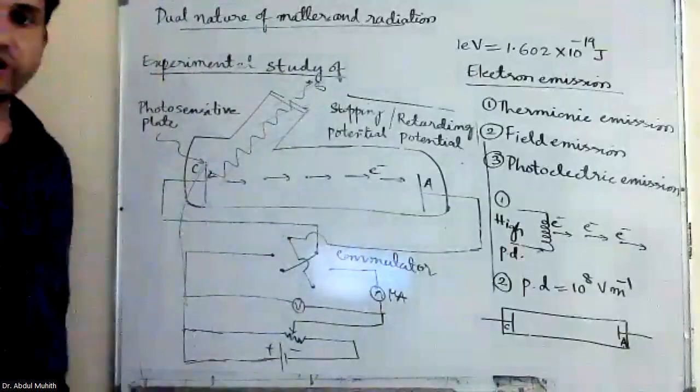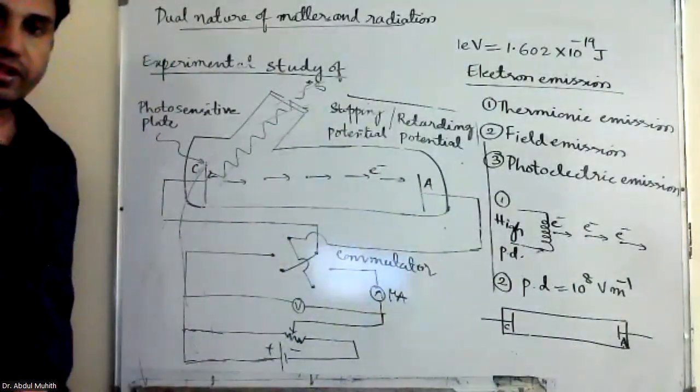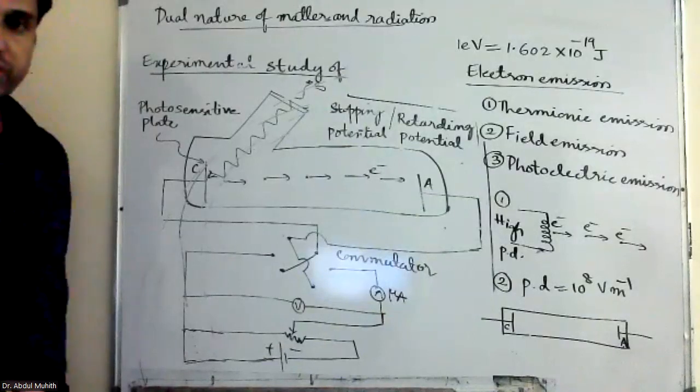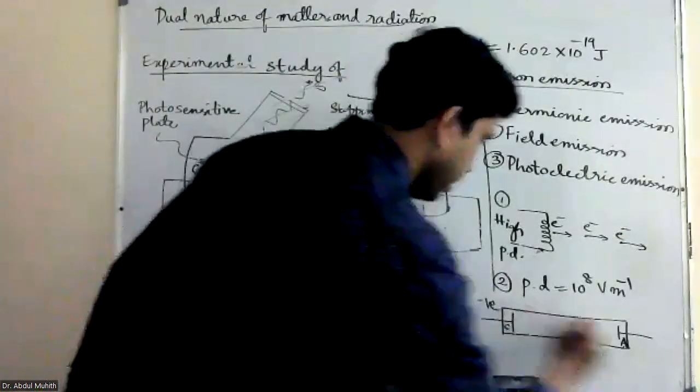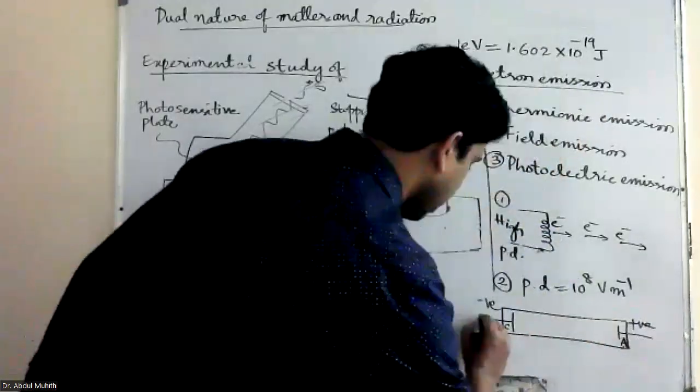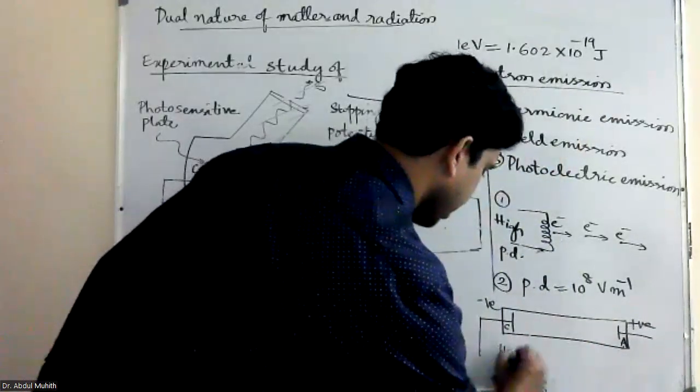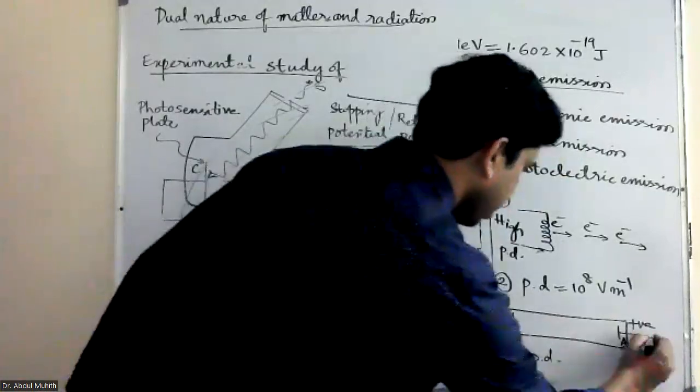Is the cathode a negative plate or a positive plate? Cathode is negative. Very good. Cathode is a negative plate. Anode is a positive plate. You are applying a very high potential difference between the two plates.